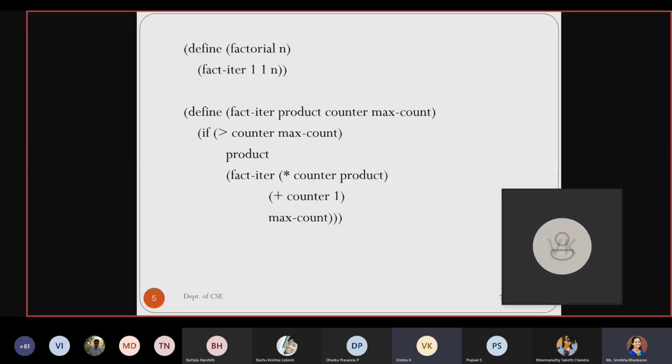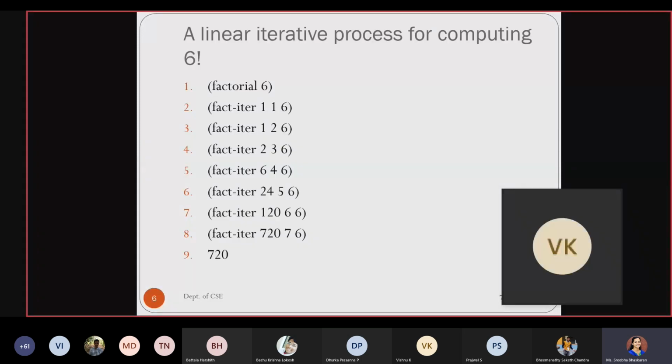Okay. So coming to the same factorial procedure, if you want to rewrite, you can even rewrite it in this way also. Then the process will be as mentioned here. This is the pattern you will be getting with respect to the linear iterative process.